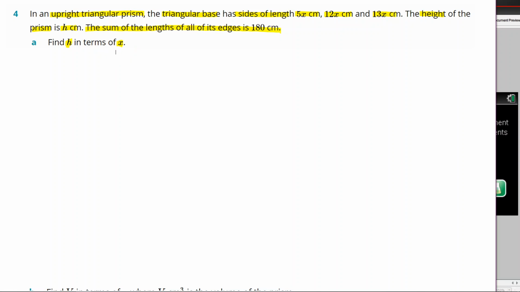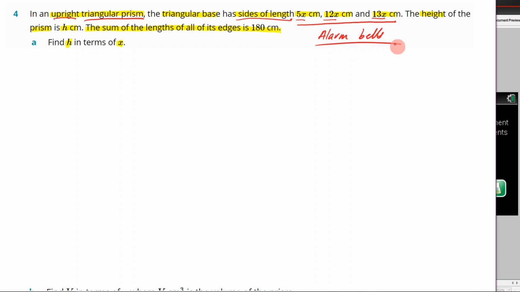All right, the very first thing that I'm going to do here is draw for myself a triangular prism. Now it says that it's upright, but before we draw it upright, let's just draw ourselves a triangular prism so we just know what we're dealing with. Now it also says that the triangle has side lengths of 5x, 12x, and 13x. As soon as you hear of a triangle with lengths of 5, 12, and 13, alarm bells should start going off in your head. And the reason why those alarm bells are ringing is because we know the type of triangle that we're dealing with.